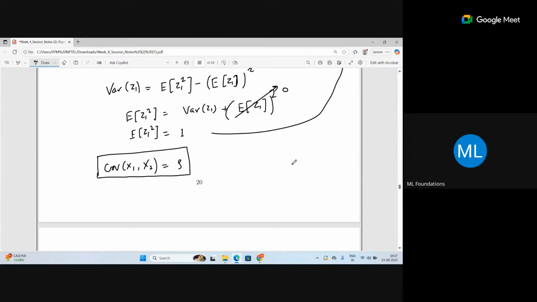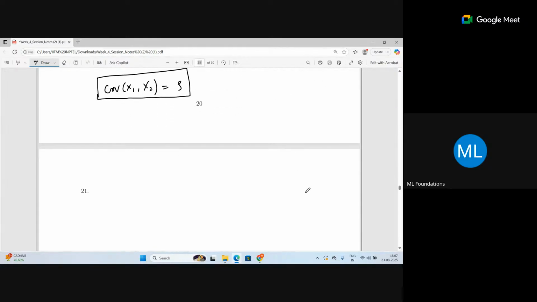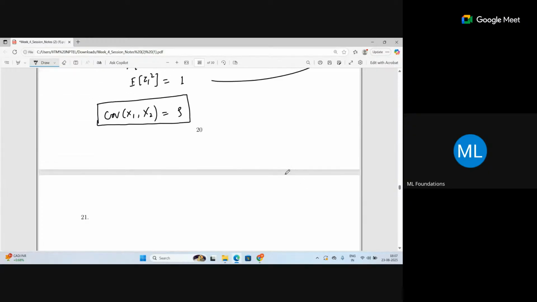Fine. So let us summarize all of the values we have seen so far. What we have seen is expectation of x1 is 0, expectation of x2 is 0, variance of x1 is 1, variance of x2 is 1, and the covariance between x1 and x2 is equal to rho.